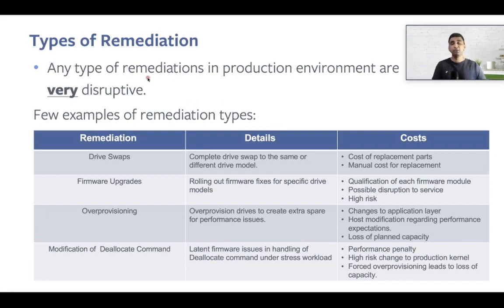Before we go to the individual types of remediation, a general rule for all the remediations below: any type of remediation in a production environment is very disruptive to the application and the services. Let's walk through a few examples of these remediations. Drive swaps: a complete drive swap to the same or a different model. Firmware upgrades: rolling out firmware fixes for a specific drive model. The cost of doing this includes qualification of each new firmware module, possible disruption to the service, and a high risk of changing this firmware in production.